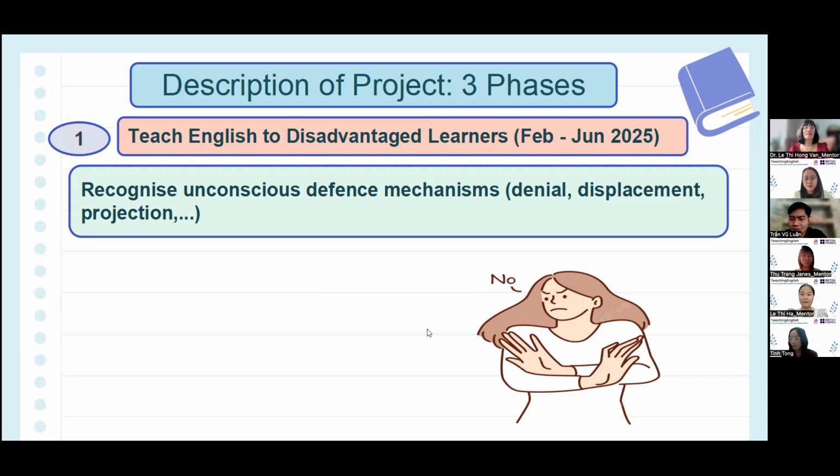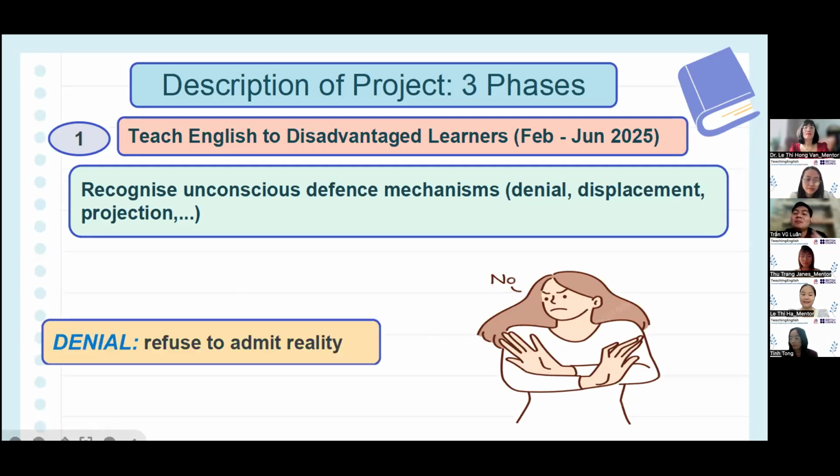So, let me show this. They refuse to admit the reality. They failed the exam, but they think that the exam is so difficult. They could pass the task with flying colors, but the exam is unfair. The teacher is so strict, so I failed an exam. It's not my fault. It's my teacher's fault. They refuse to admit the reality.